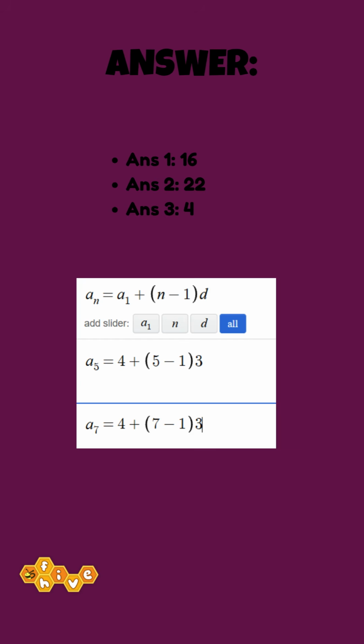Okay, if you model your equation properly, then you get a sub 5 is equal to 4 plus 5 minus 1 times 3, which is 16. Then, doing the second problem, you'll get a sub 7 is equal to 4 plus 7 minus 1 times 3, which is 22. And then for your third answer, there's a misconception whether the initial term is going to be 0 or 1. In this context, and for this problem, it is a sub 1. So that's going to be equal to 4. And that's given to us. Sometimes you'll have to find that in your equation.